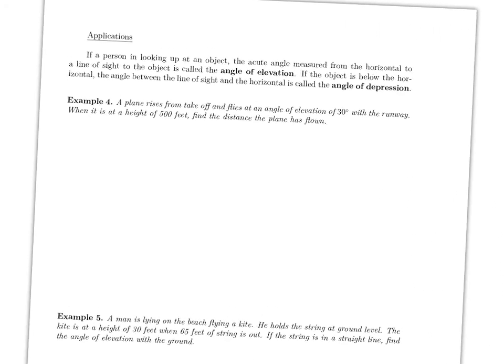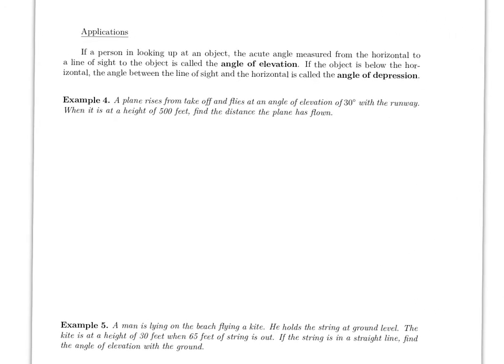So if we go to page 139, there's an important set of definitions at the top that will help us set up some problems. They're angle of elevation and angle of depression. If you're standing and you're looking up at an object, the acute angle measured from the horizontal to a line of sight to the object is called the angle of elevation. If the object is below the horizontal, the angle between the line of sight and the horizontal is called the angle of depression.